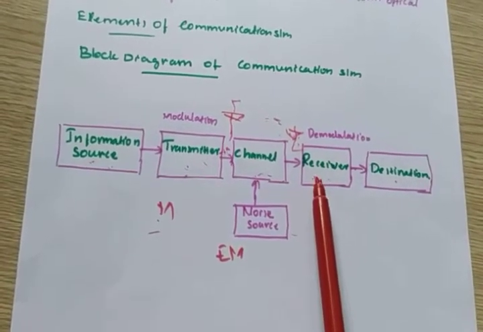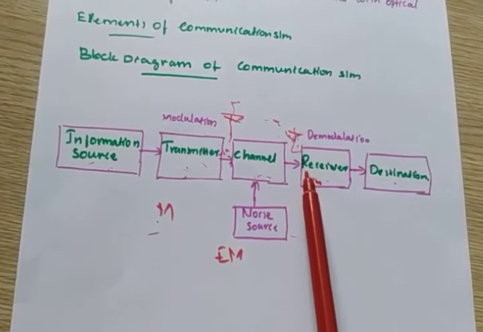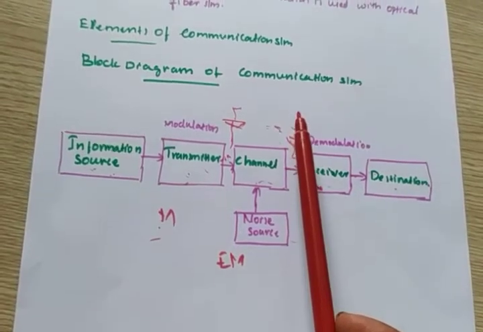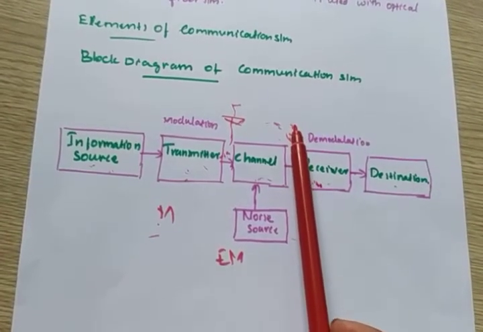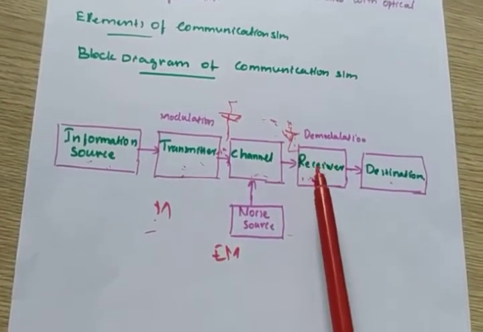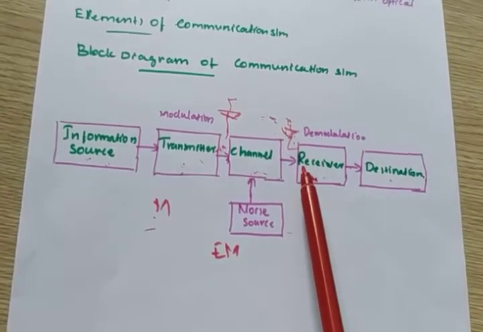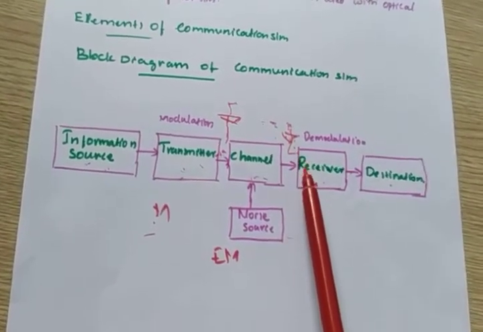The receiver has an amplifier system. Why? Because the received signal is a high frequency but low energy signal, and that energy should be boosted. So for that we need an amplifier system, which will boost the energy of the received signal.